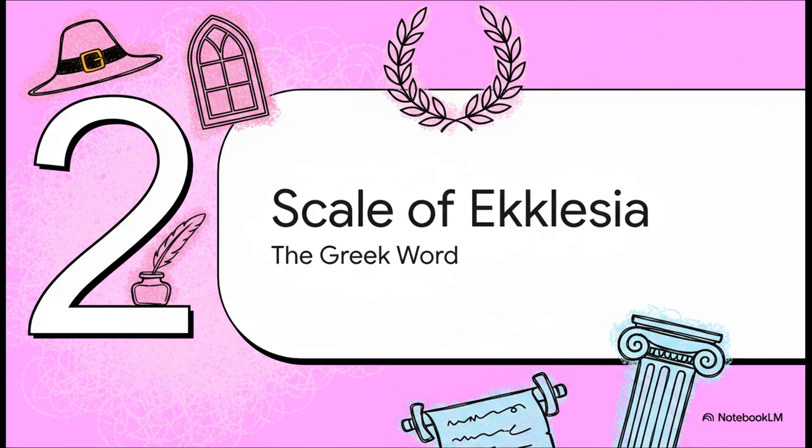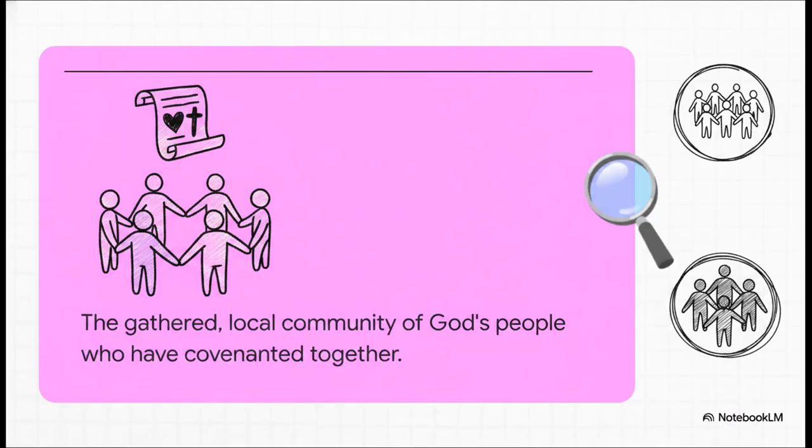Let's transition from 17th century England all the way back to the ancient vocabulary of the New Testament. If you open up the New Testament in its original Greek, the word we translate as church is ekklesia. What's absolutely vital to understand here is that ekklesia doesn't just mean a building with a steeple. It refers primarily to the gathered, local community of God's people who have covenanted together. But here's the catch. The New Testament uses this one single word to describe communities of vastly different sizes.